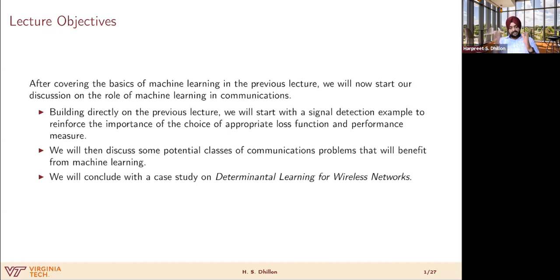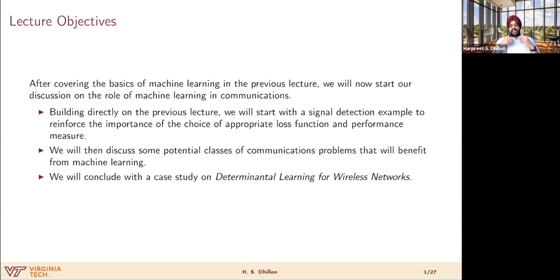This is a bit of an introductory lecture in that sense. In this specific lecture, we are going to cover three main things. We will start with a simple signal detection example to reinforce the importance of choice of appropriate loss function and performance measure. These ideas were introduced in the previous lecture, so I just wanted to reinforce them. Ideally, I wanted to cover this example in the previous lecture itself, but we ran out of time, so I'll cover it here since it is also related to communications.